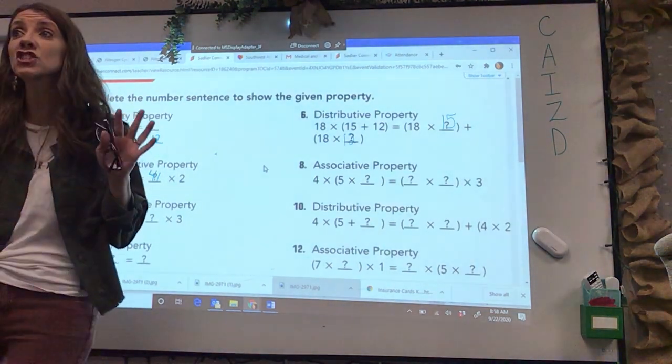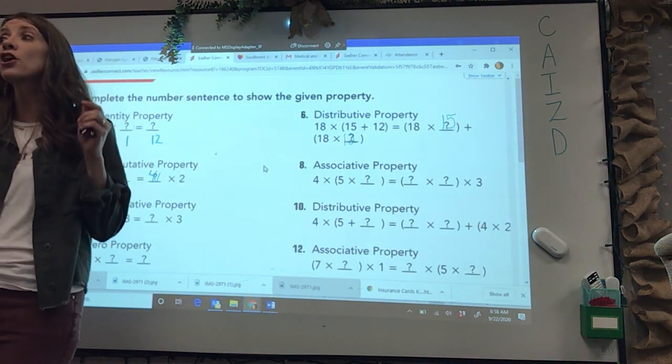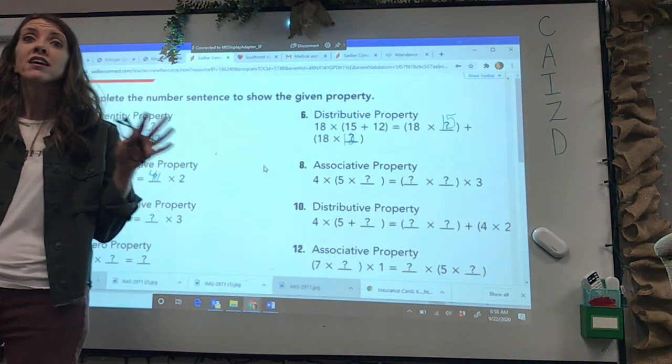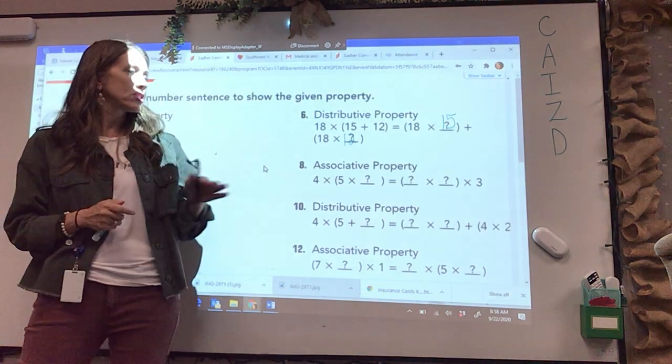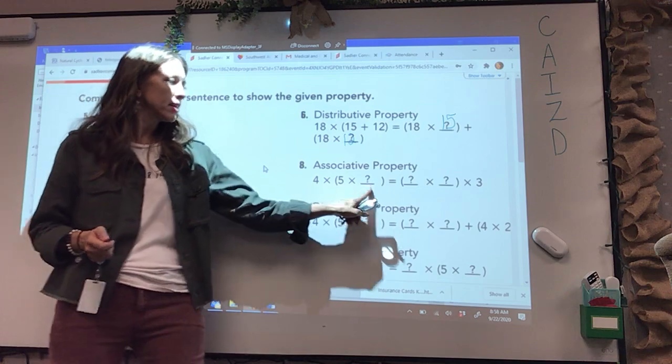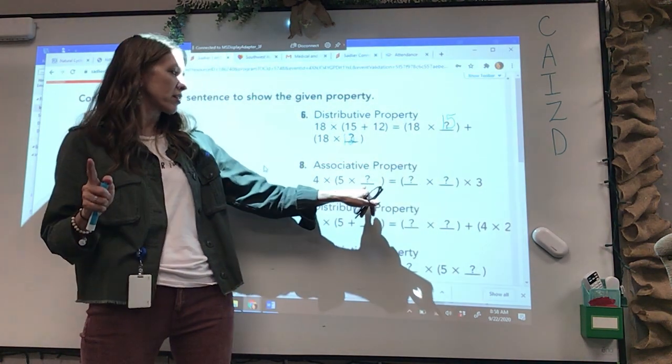Associative means nothing changed. They just are grouped differently. So nothing should change the order. Nothing should change anything. It should stay exactly the same. So what goes here? What goes here? What goes here? In the right order.